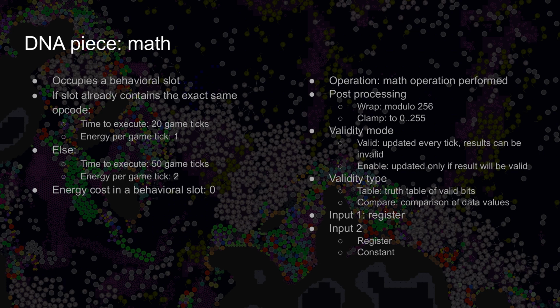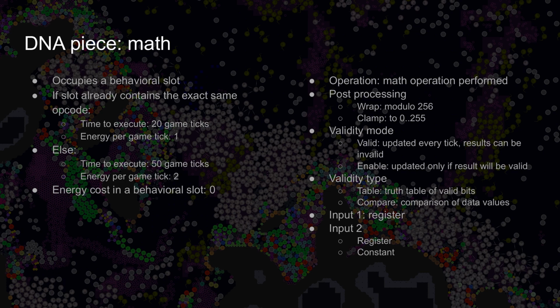Now that we know what happens to the data, let's see what we can do with the valid bits. Validity mode defines how the opcode handles the validity of inputs. Valid mode calculates and updates output validity each game tick. This can be valid or invalid. The behavior slot can have an invalid output this way. In enable mode, if the output would be invalid, it is not refreshed. Only valid values are written in the output register.